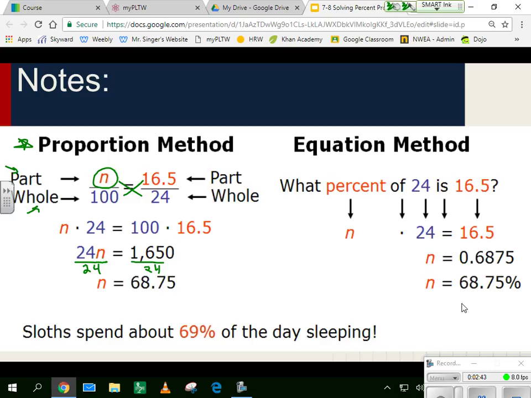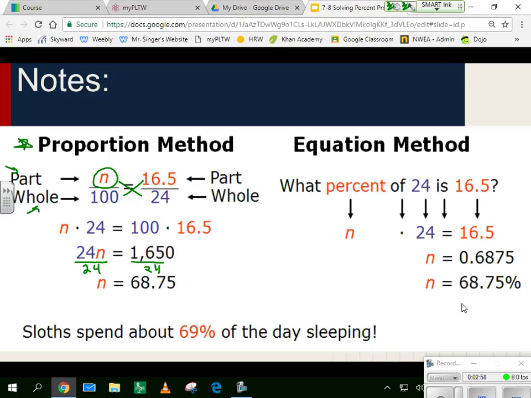24 will go into 1,650, 68 and 75/100th times. So a sloth spends about, you could round it to 69, or 68.75% of the day. That's a lot of sleeping. I wish I could do that.